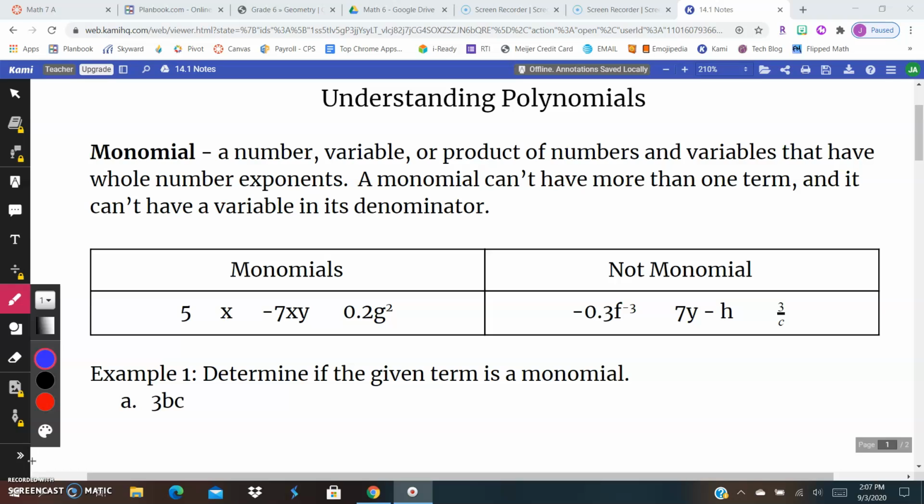And then we have 3 divided by c, or 3 over c as a fraction. And the last thing up here in our definition said it can't have a variable in its denominator. And the variable c is in the denominator, so that does not work.